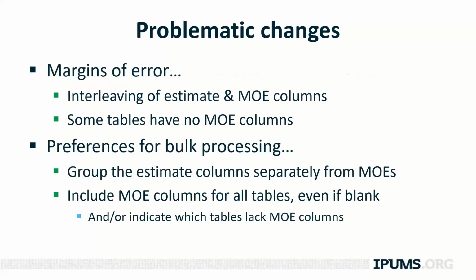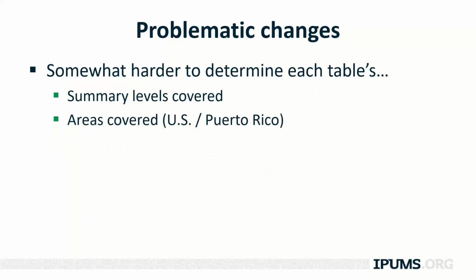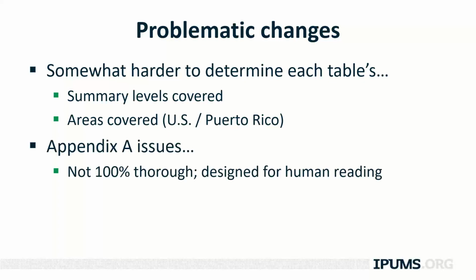Sorry, jumping this again. It's somewhat harder now to determine each table's summary levels covered and areas covered, because they're all packaged in one big file. There's an advantage to that, but it used to be that we could just look in the tracks and block groups set to determine whether there were block groups there. Now we have to inspect a larger set of rows to see whether Puerto Rico is included.